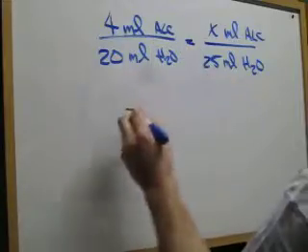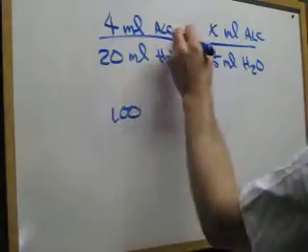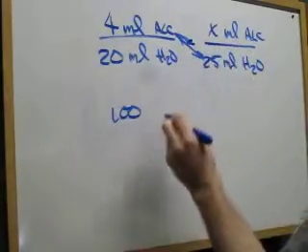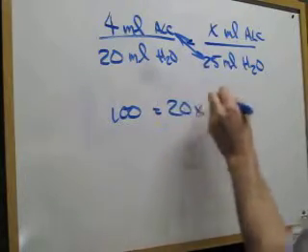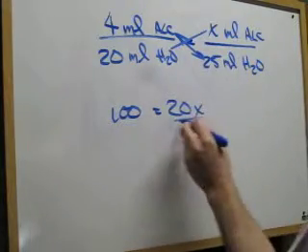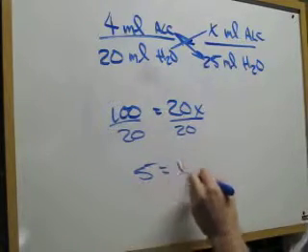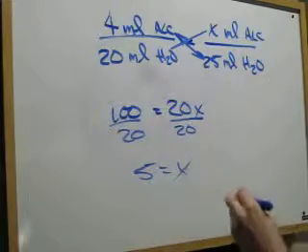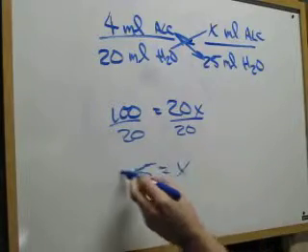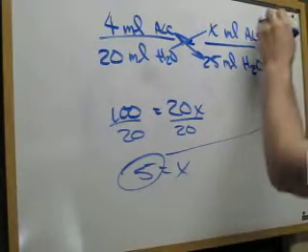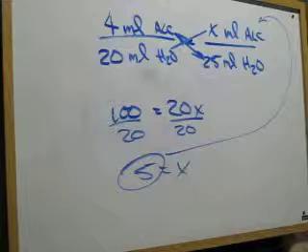We do our cross multiplication. 100 multiplying these, and 20x multiplying these. Divide by 20, divide by 20. 5 equals x. So in order to make the ratio the same, if we have 25 milliliters of water, we're going to need 5 milliliters of alcohol.